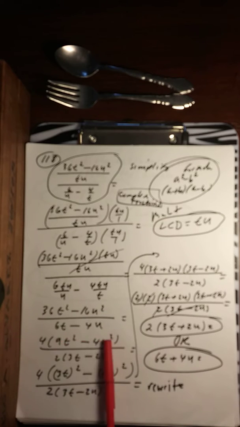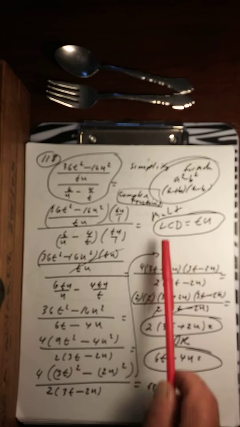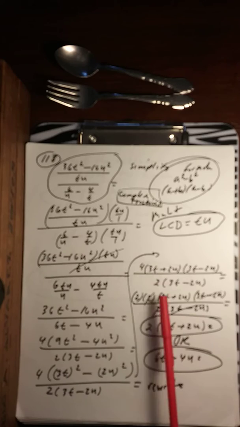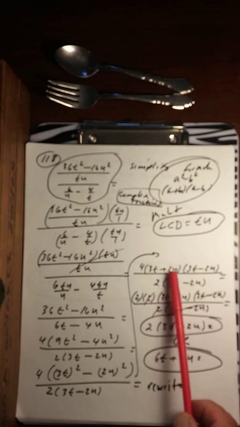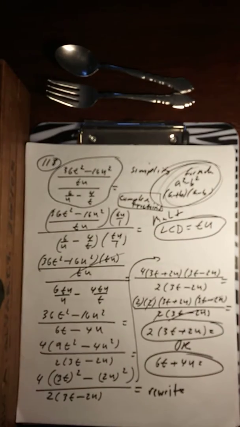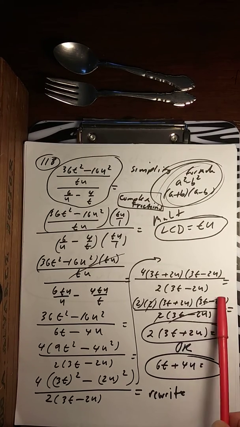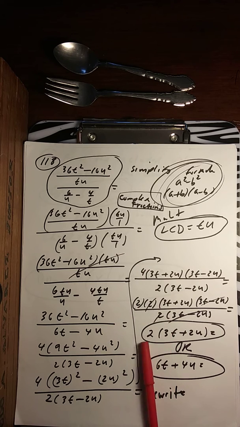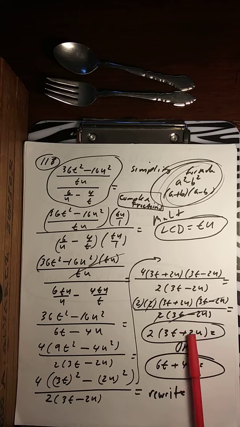Factor this out. And you notice that this is going to be a difference of squares again. There it is, a squared minus b squared. So it's going to be 3t minus 2u, 3t plus 2u, 3t minus 2u. So we have the same right here. These are, and 2 is 4, so the 2's cancel. So we have 2 times 3t plus 2u, or 6t plus 4u.